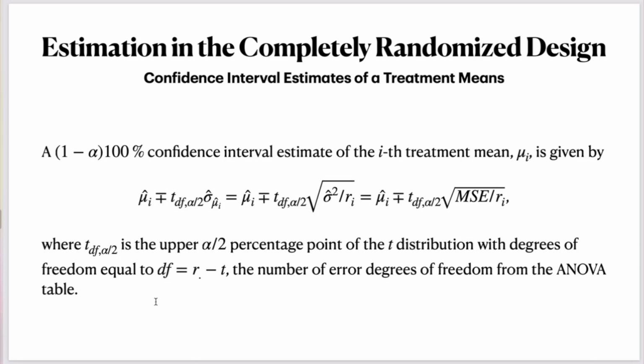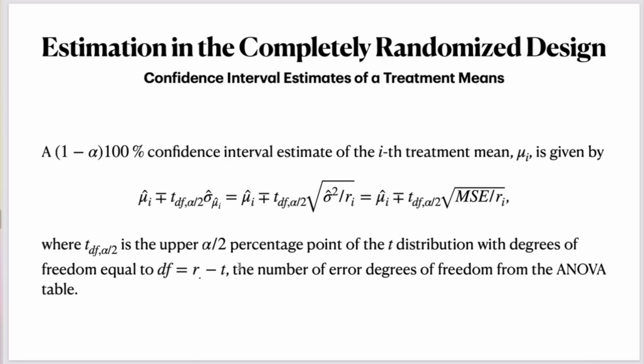And the number of degrees of freedom associated with this is equal to r dot minus t. You'll recall that r dot is the notation for the total sample size, the sum of the sample sizes for all the different samples. This is the number of degrees of freedom associated with the error term, with the mean squared error in the ANOVA table.